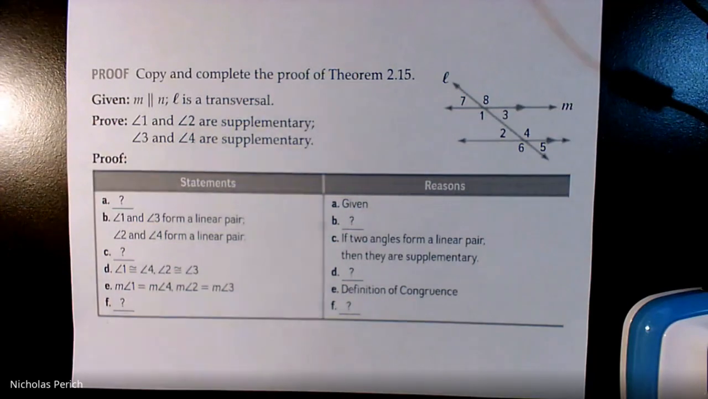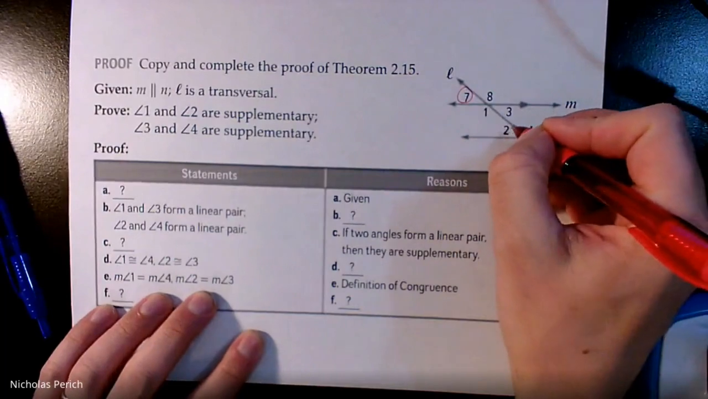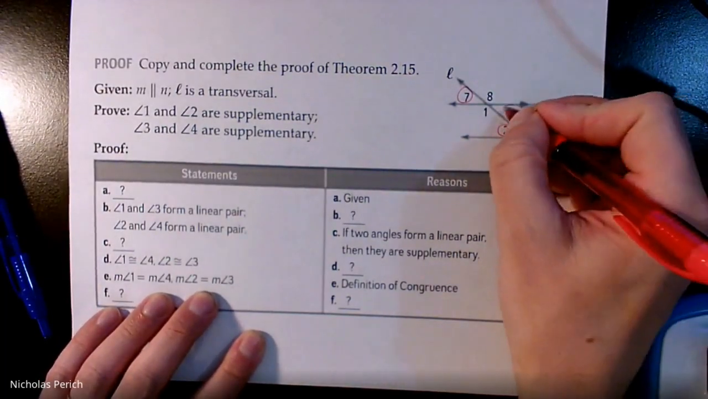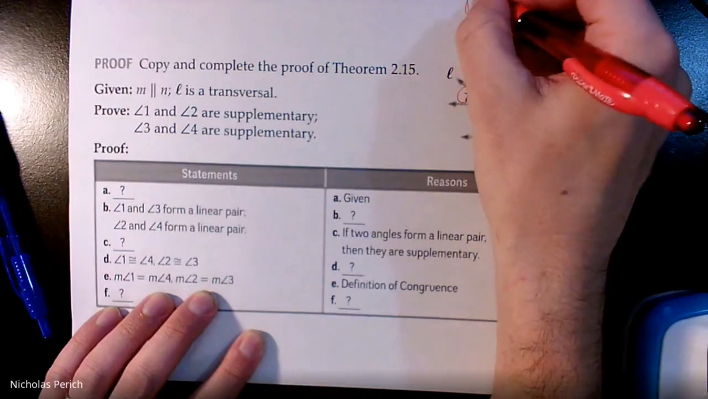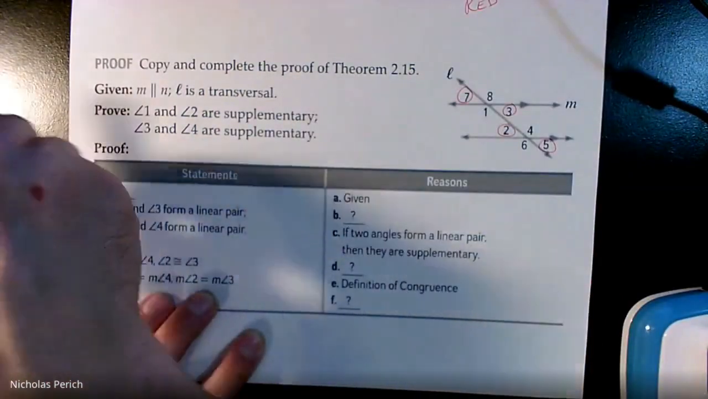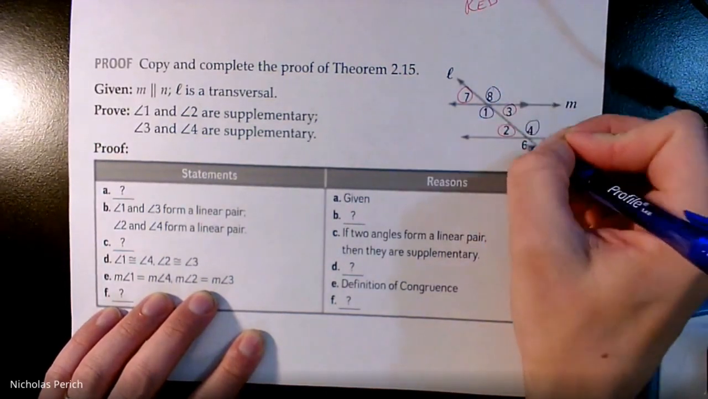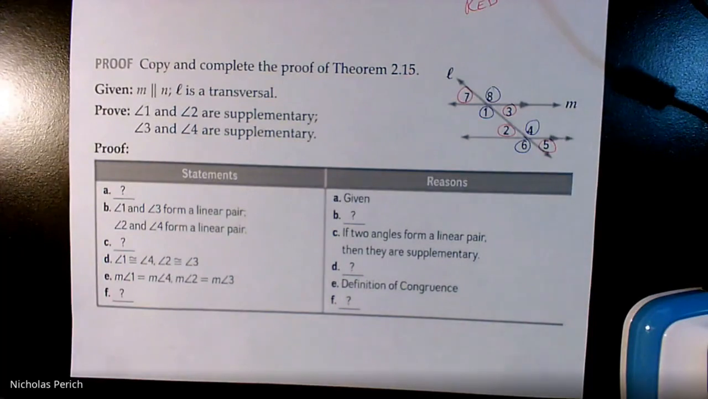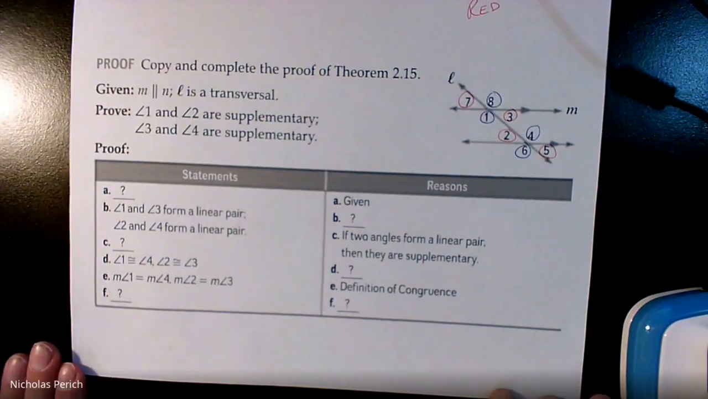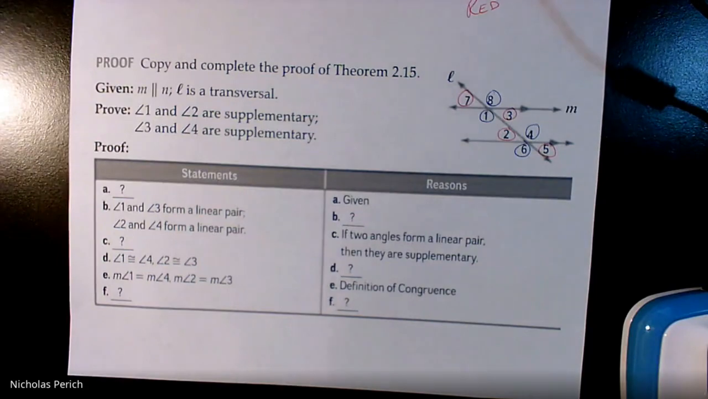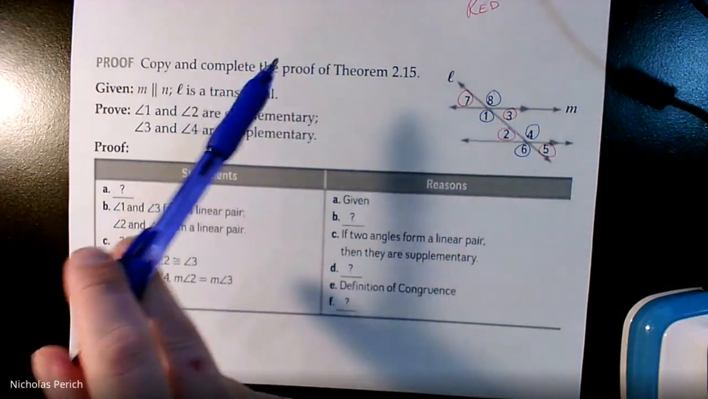Before I even look at my proof, I like to figure out what I know. Angles 7, 2, 5, and 3 are all going to be equal to each other. Red's going to be equal to each other. Angles 1, 8, 4, and 6 are going to be equal to each other. And I have to find a way to prove that angles 1 and 2 are supplementary, and also 3 and 4 are supplementary.